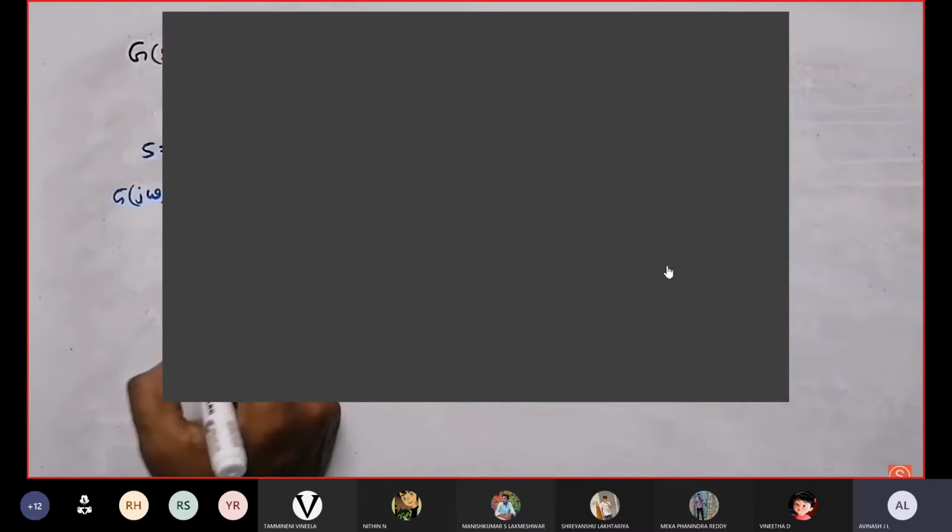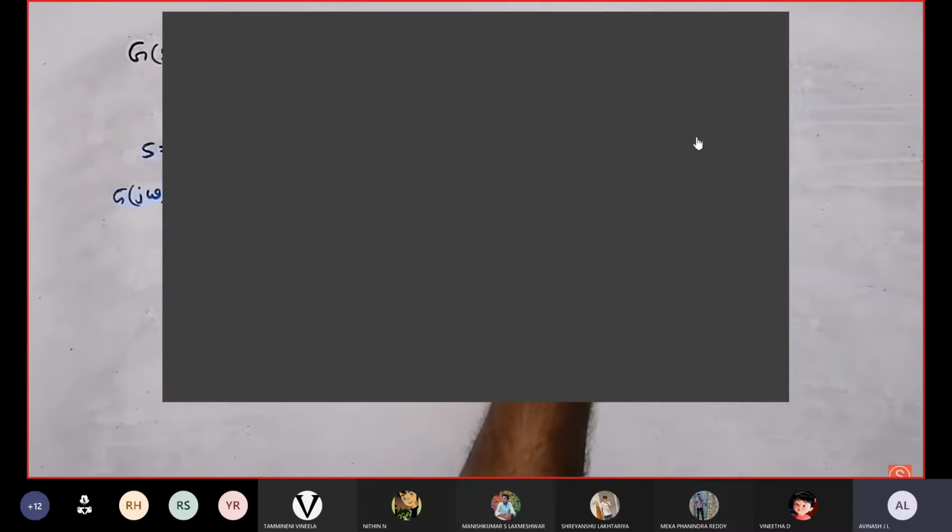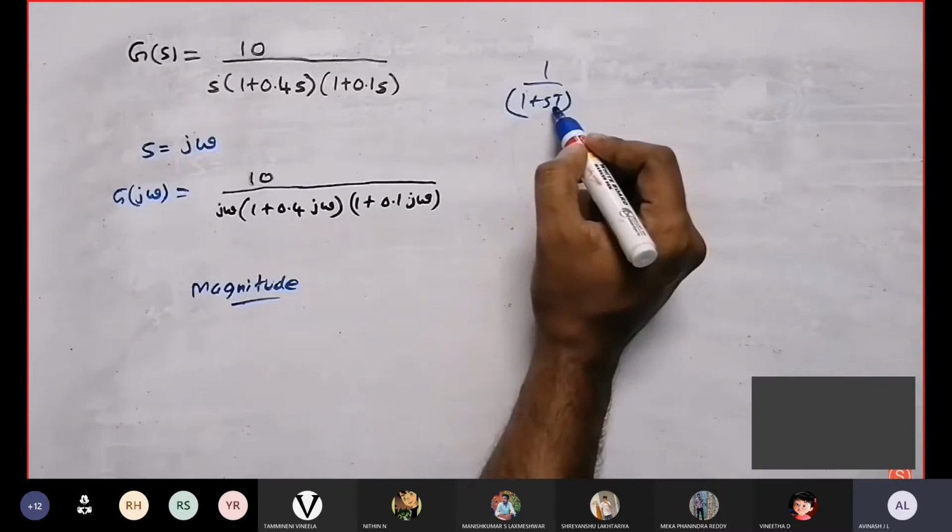After converting into G of j omega term, we need to plot the magnitude plot. We are going to draw the magnitude plot. For that, we need to find corner frequency. What is meant by corner frequency? Our standard form is 1 plus ST, like this. So the corner frequency, the value near S, it is.